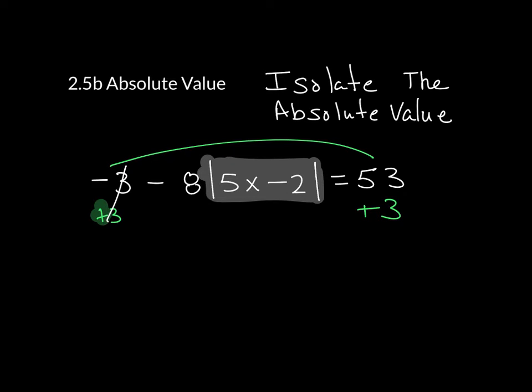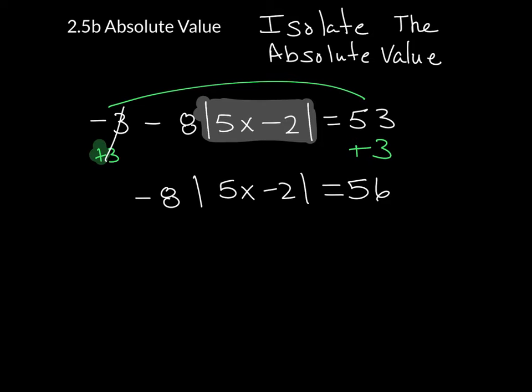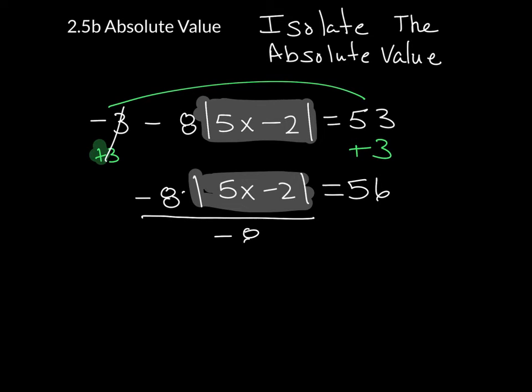That becomes 0, and then I'm left with negative 8 times the absolute value of 5x minus 2 is equal to 56. And again, we are trying to get everything inside between where the absolute value is by itself. So the only thing that's being left is this negative 8, and the negative 8 is being multiplied times that absolute value. So we do the opposite by dividing both sides by negative 8.